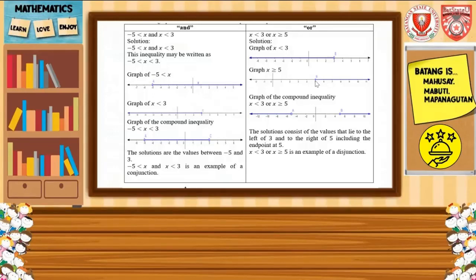So x is less than 3 or x is greater than or equal to 5 is an example of disjunction. The other one, if we have used and, this is conjunction because we are combining the two inequalities. While if we have or, we have the disjunction because our graph is separated, okay? So this will be how to remember.